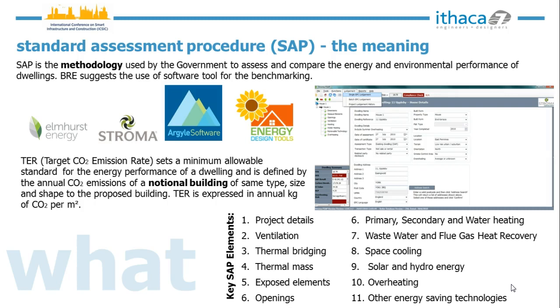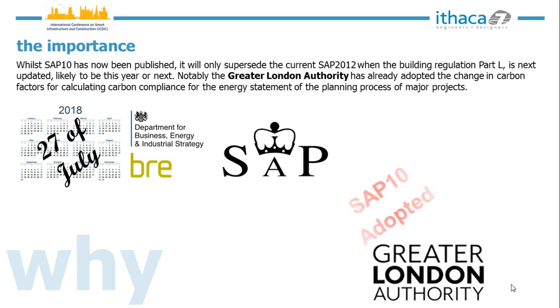So this is the TER, the target CO2 emission rate, which is calculated based on a notional building. Let's say we have the same building, a typical building, and then we try to achieve zero carbon based on that building. SAP originally starts with the basis of that notional building and looks at how much more efficient you could make it by introducing, let's say, insulation and other measures.